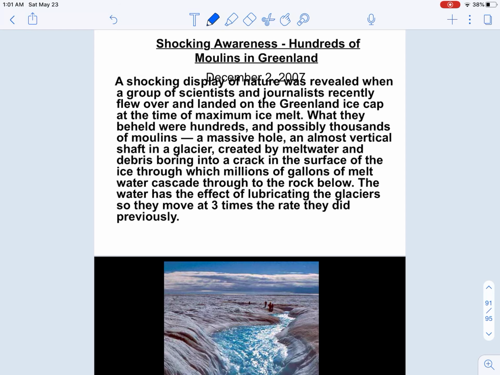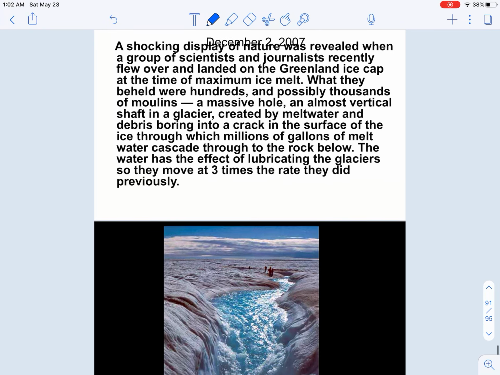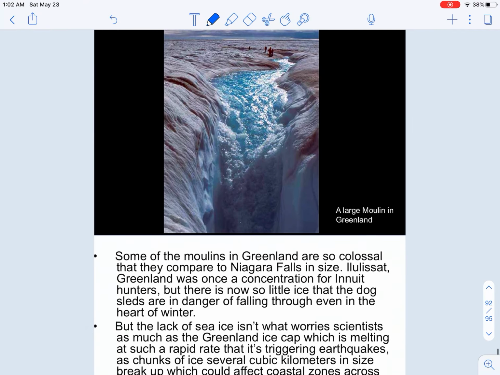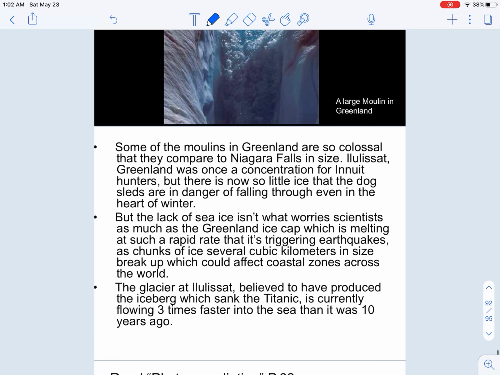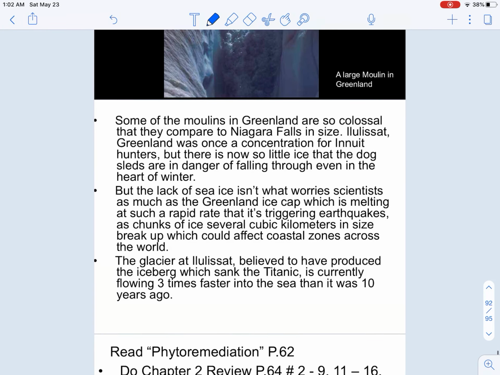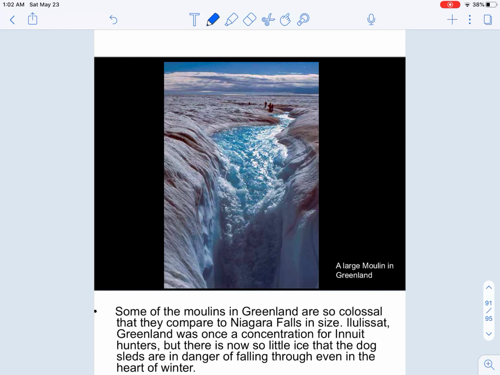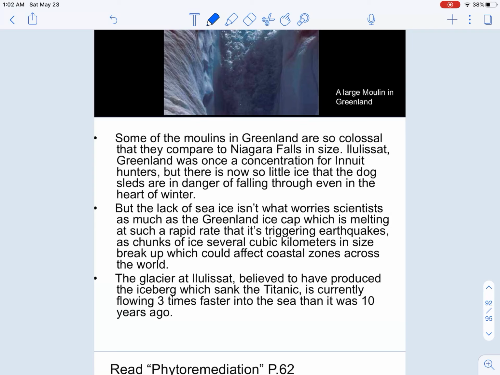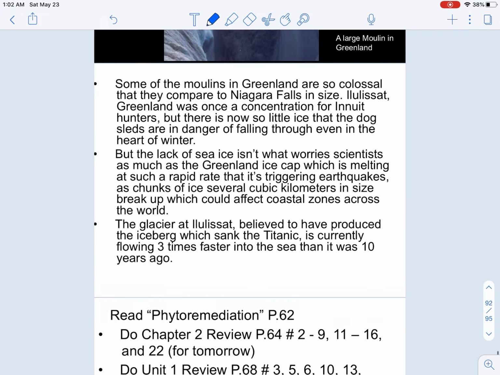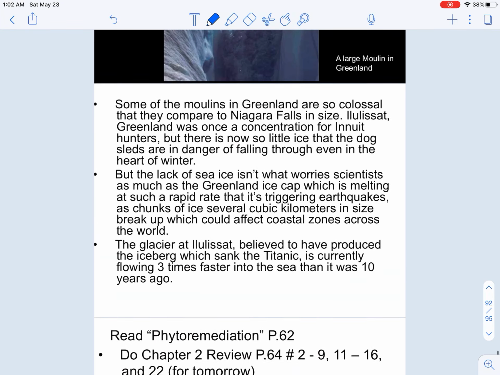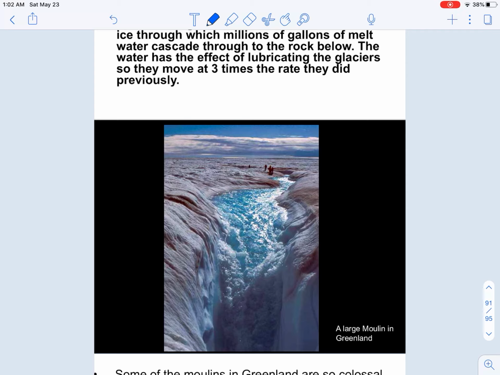There was a last little clip here about the moulins in Greenland, which are these massive holes where there's melting ice, and basically it's causing earthquakes, and the melt, of course, is also causing increasing ocean levels, and it's one of those things that's also being monitored to make sure that our polar ice isn't disappearing too fast. And so this is just talking about why that is concerning scientists, and that is the last thing that we're going to talk about in chapter 2.